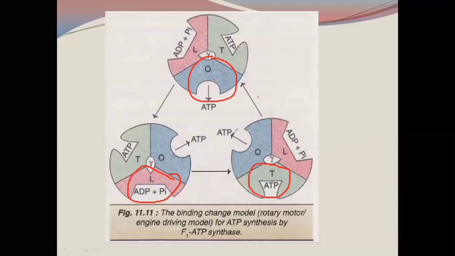Now you understand how the conformation changes occur, because of the rotation of this gamma subunit. When this gamma subunit causes the rotation, the loose is converting to the tight conformation, the tight is converting into the open conformation, and the same is true for the other parts.